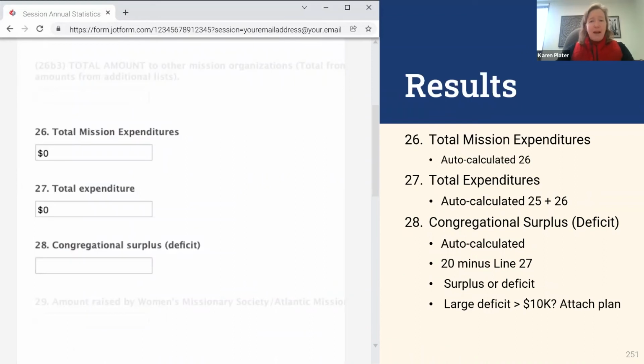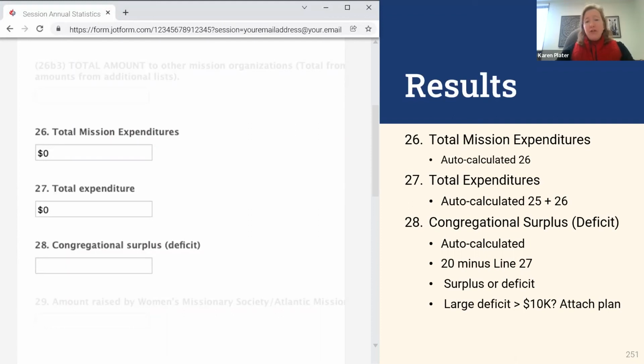Next one. So auto-calculated, line 26 will be auto-calculated. It's just going to add up lines A, B1, B2, B3. And that's going to give us your total mission expenditures. And then line 27 is going to be your total expenditures. So it's your mission expenditures plus your normal expenditures, whatever was line 25. And then we finally get line 28, the congregational surplus or congregational deficit.